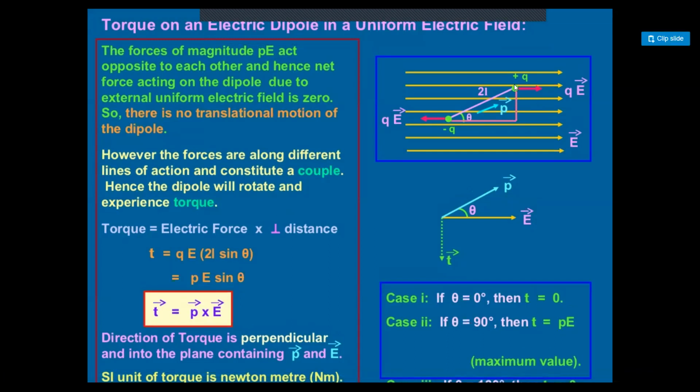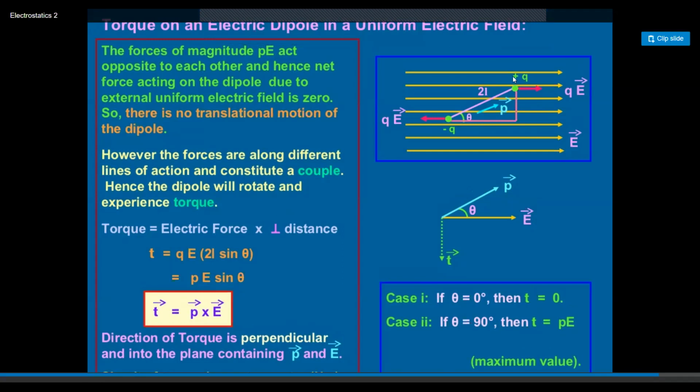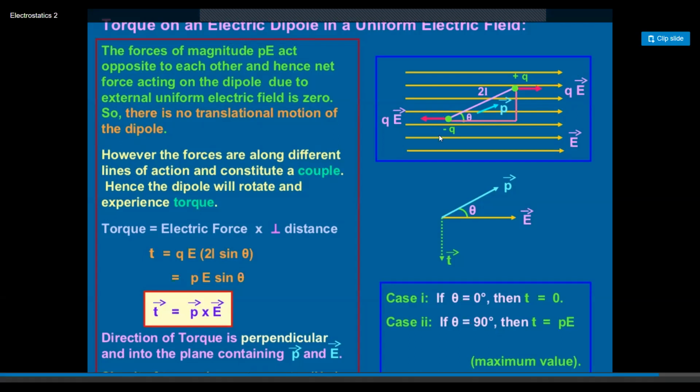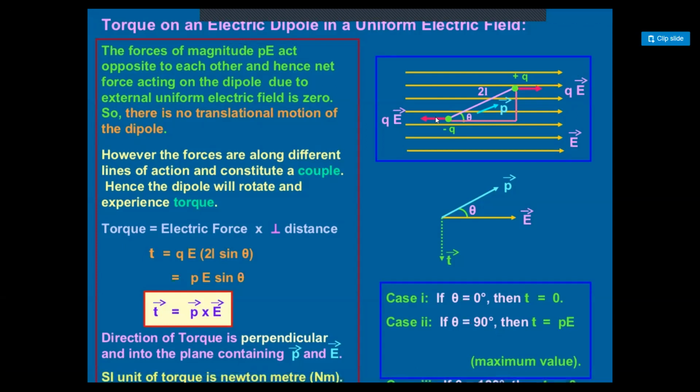Now we know when any charged particle is placed in an electric field, it experiences a force. The amount of force is Q into E, where Q is the value of the charge and E is the electric field. The same amount of charge but opposite in nature, negative minus Q charge, also experiences the same amount of force but acting in the opposite direction.